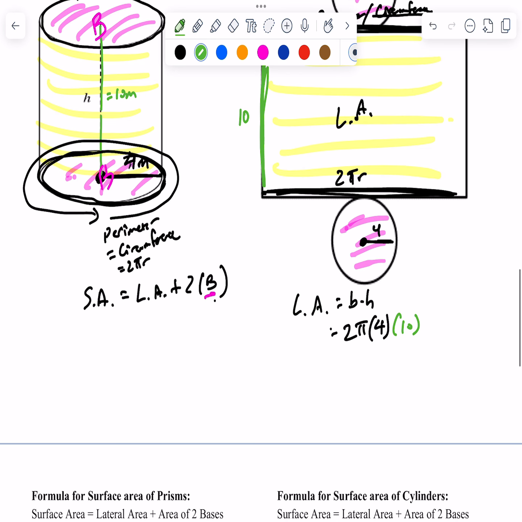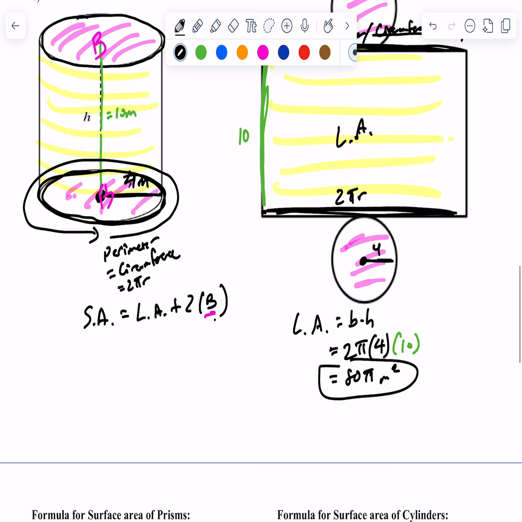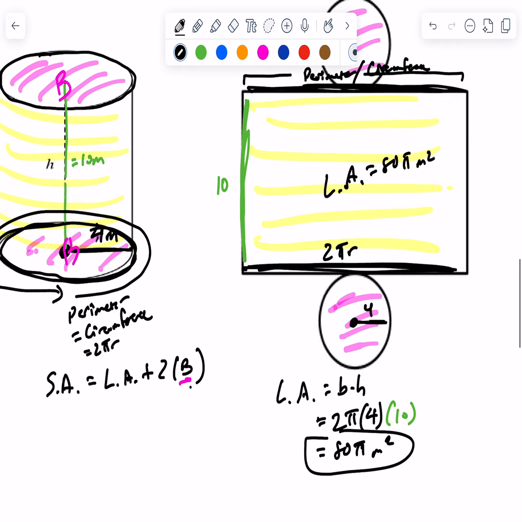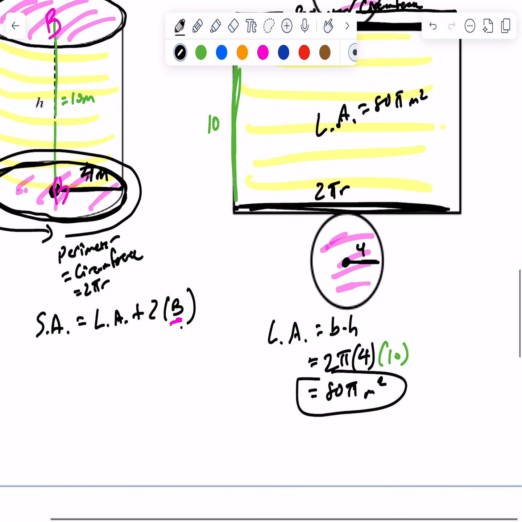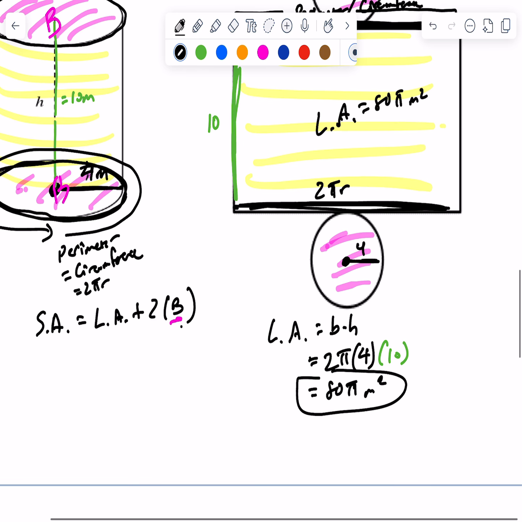So all together, we can do that in our head. 2 times 4 is 8, 8 times 10 is 80. It's just 80 pi meters squared. Now we're not even going to round it, we'll just say 80 pi meters squared. It's just a rectangle. And then for this one, again, the area of the circle is much easier.